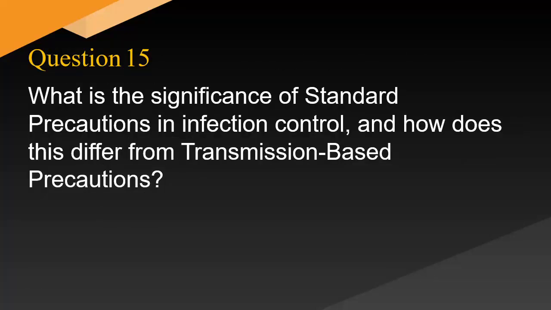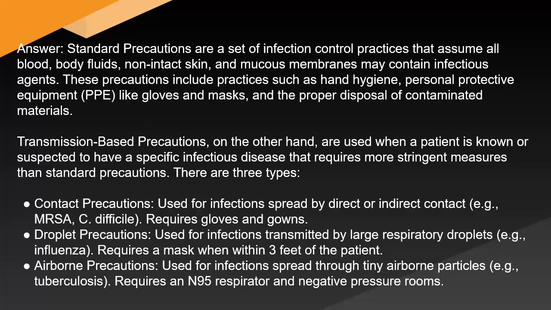What is the significance of standard precautions in infection control, and how does this differ from transmission-based precautions? Answer: standard precautions are a set of infection control practices that assume all blood, body fluids, non-intact skin, and mucous membranes may contain infectious agents. These precautions include practices such as hand hygiene, personal protective equipment, PPE, like gloves and masks, and the proper disposal of contaminated materials. Transmission-based precautions, on the other hand, are used when a patient is known or suspected to have a specific infectious disease that requires more stringent measures than standard precautions.